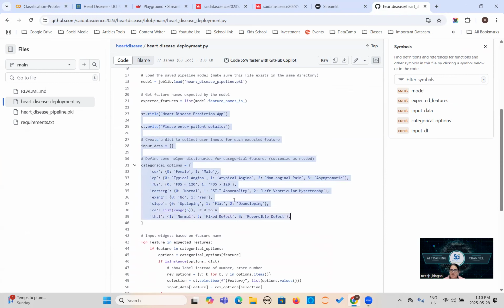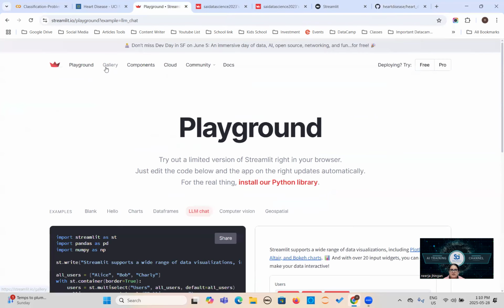Okay, I will definitely share this link, the GitHub link, with all of you. You can download the file. You can make any changes here. Okay, you can read the documentation of this one.